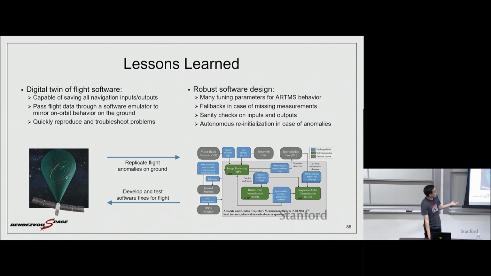However, one thing that was very useful for having a successful mission despite these difficulties was having what is often called a digital twin of the flight software. So having a copy of the flight software on the ground where we could record all the inputs that we got on the spacecraft, download them, play them back on the ground, and very quickly replicate what was actually happening on board. It was very useful from a troubleshooting perspective and for being able to quickly respond to all of these various problems.